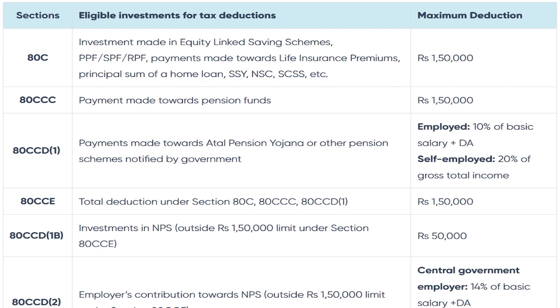Then 80CCD 1, payment made towards Atal Pension Yojana and other pension scheme notified by the central government, which is 10% of basic salary, or in case of self-employed, 20% of gross total income. Then 80CCE. So all of you know 80CCE, which is all together combined of 80C, 80CCC, and 80CCD 1. All these three sections, all together inclusive of maximum deduction can be claimed as 1,50,000. Apart from 1,50,000, there is a separate section.